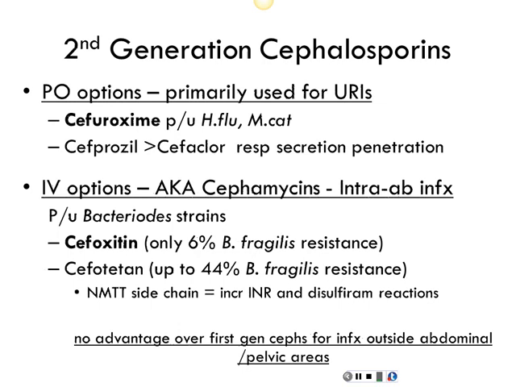Second gens. I wish they would just get rid of them. All right, so our PO options are the ones that we use for upper respiratory infections. They actually pick up the Haemophilus influenzae coverage and the M. catarrhalis. So a little bit extended gram-negative coverage there with those guys. So remember, as we're going from first generation to fourth generation, more gram-negative coverage. So specifically when we hit second generation, we're picking up influenzae and catarrhalis. And that is primarily due to a small alteration in the structure of the cephalosporin that allows it to get through some beta-lactamases that are being produced by those two pathogens.